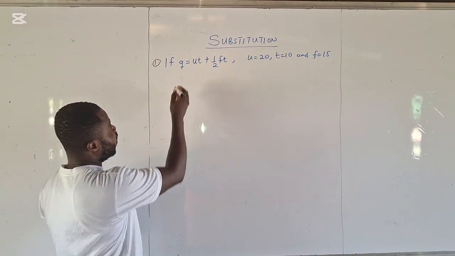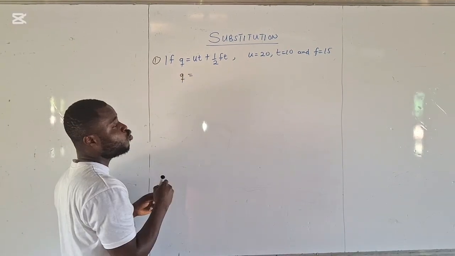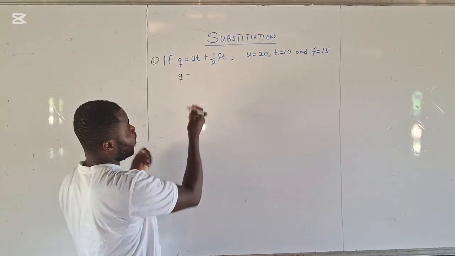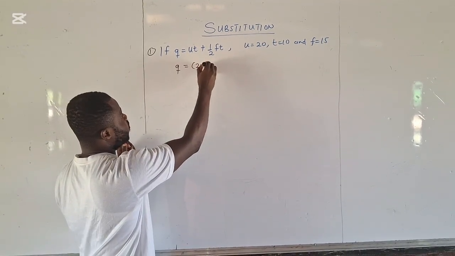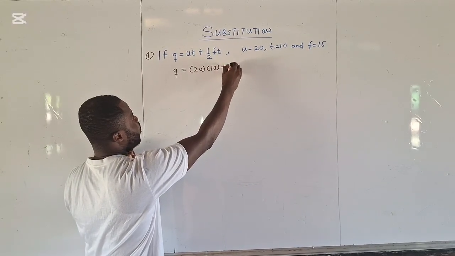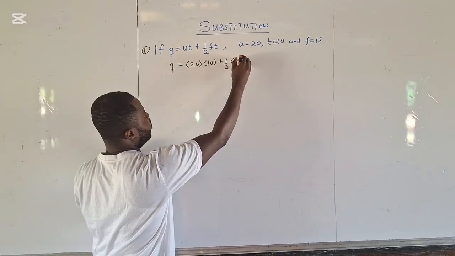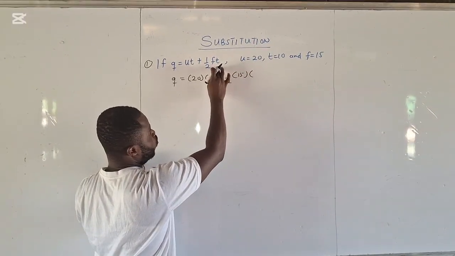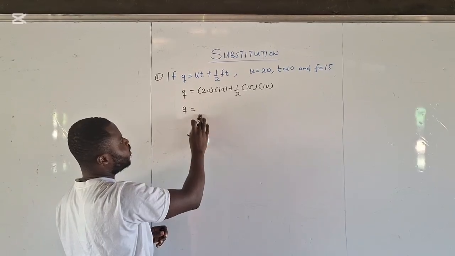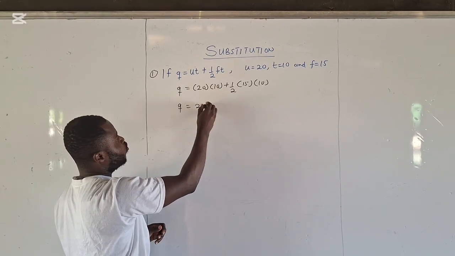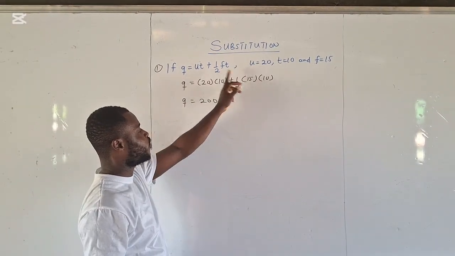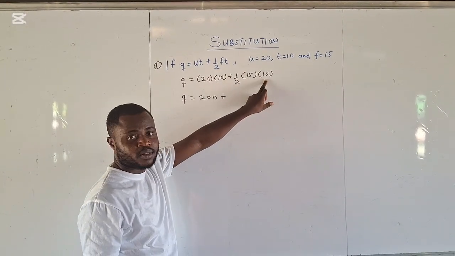So quickly, now we have Q is equal to, now UT means these two letters are multiplying. They are close. They are multiplying. And we have U, which is 20, times the T, which is 10, plus half F, which was given as 15, times also multiplying the T as 10. So Q will give us 20 times 10 will give us 200. Plus, now we have half FT. So we have 15 times 10.